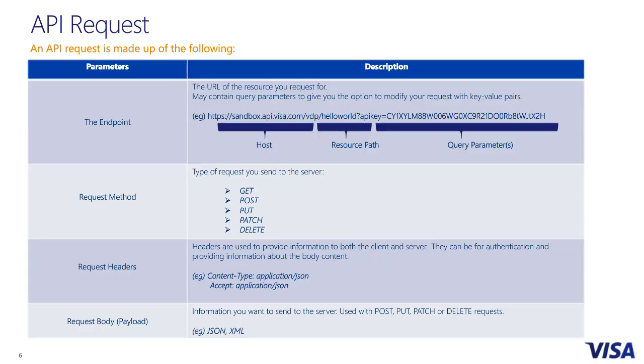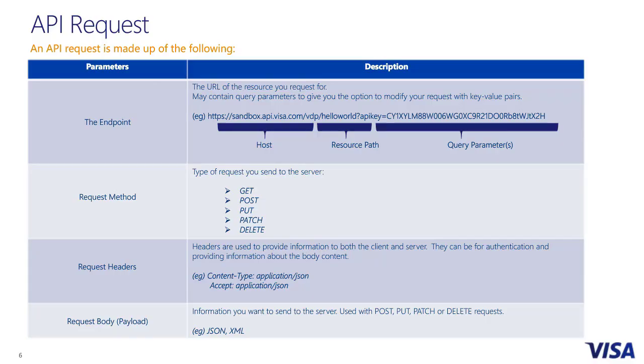And we can also have query params. Query params basically start with a question mark and those are key value pairs. So here in the example, question mark apikey equal to a value is the query param that we are using here. Your request method is basically the type of request. So it can be anything like get, post, put, patch, or delete.